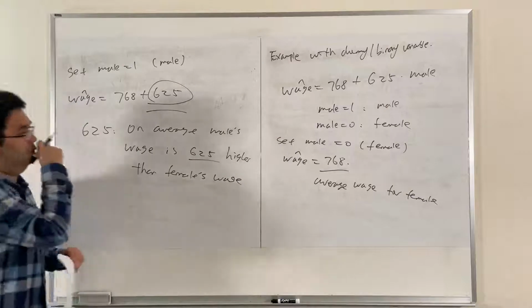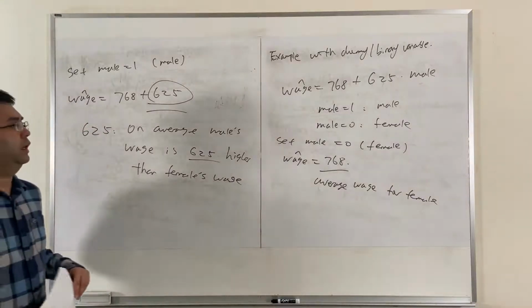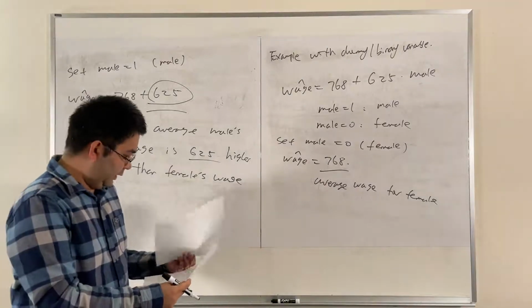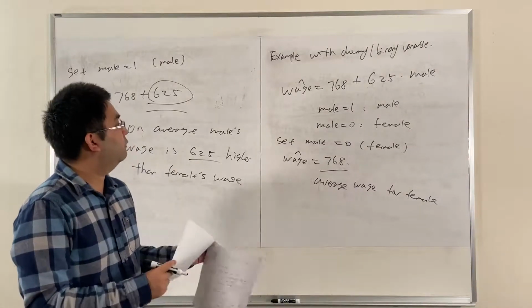Okay, very good. So this is an example for dummy variables or binary variables. Okay, very good. So I think here's where I want to stop this video.